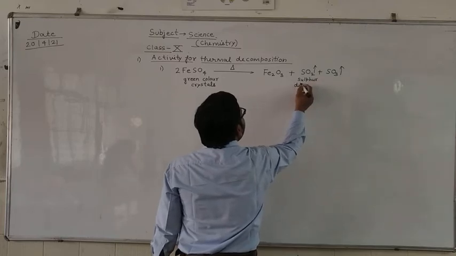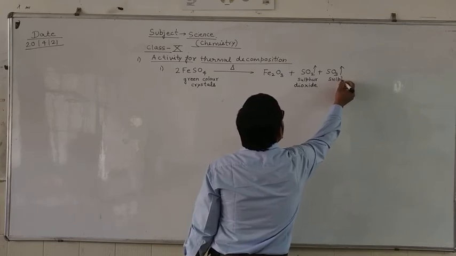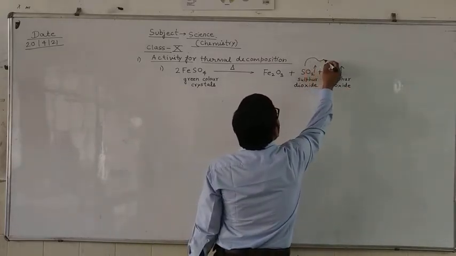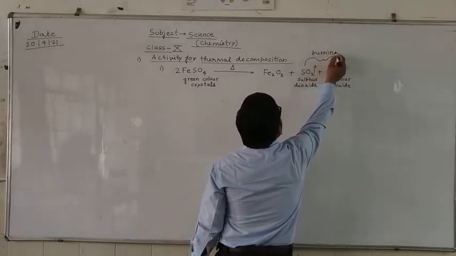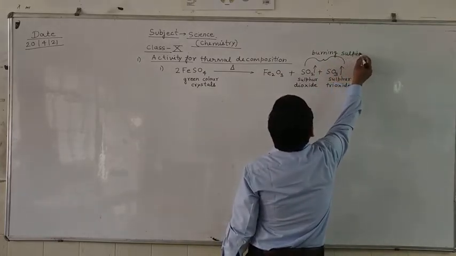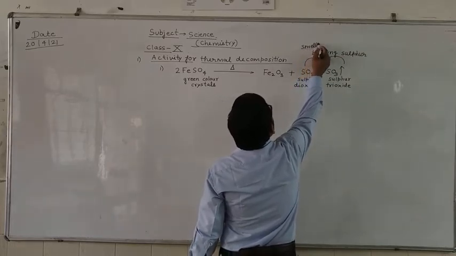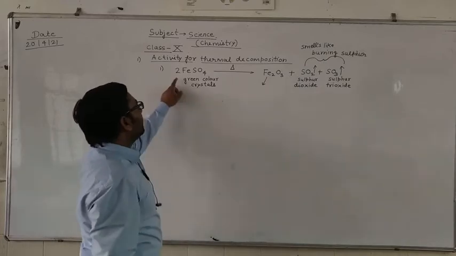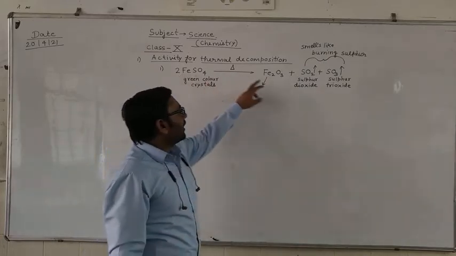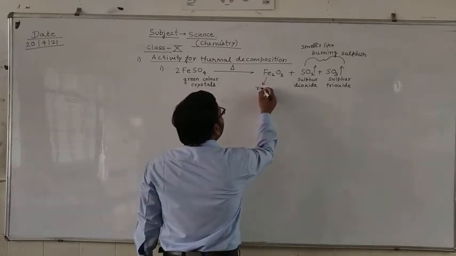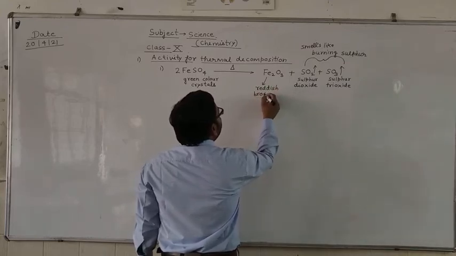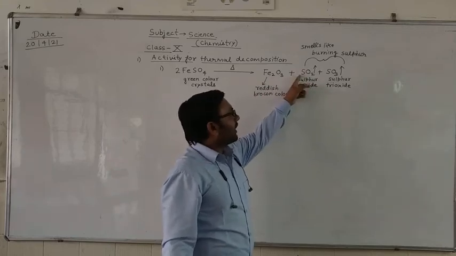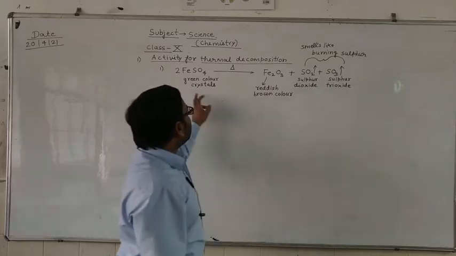Sulfur dioxide and sulfur trioxide are two gases, and both smell like burning sulfur. The residue, meaning what is left after decomposition, is a substance having reddish brown color, that is ferric oxide, and the two gases, sulfur dioxide and sulfur trioxide, escape into the surrounding. So this is the thermal decomposition of ferrous sulfate.